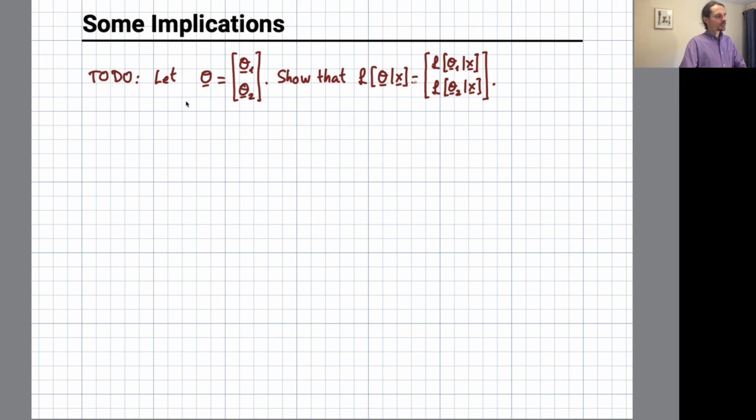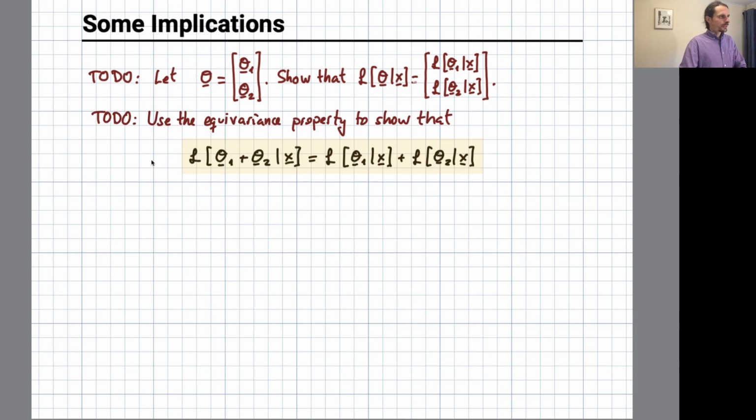Now let's see some implications of these properties. Here there is an exercise that you can try to solve. It's very simple. The vector of parameters is defined by two blocks, right? So two sets of parameters, and the point here is to show that the LMSE estimator of this vector is just the result of stacking the LMSE estimators of each block of parameters. And the proof is again very simple. Just be careful with how you define the matrices.